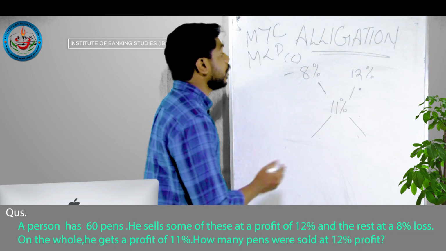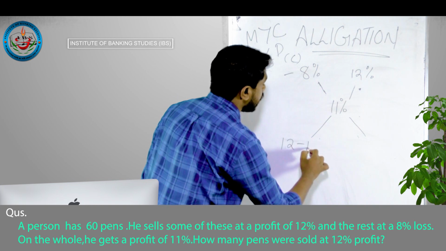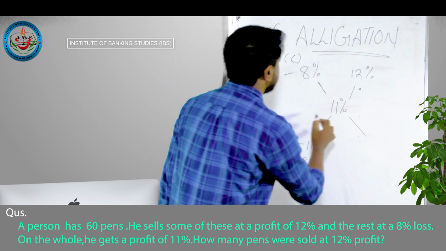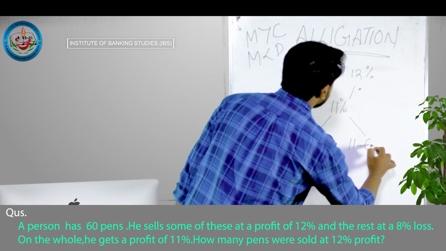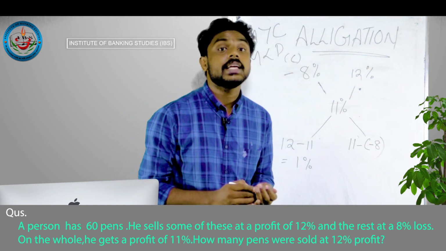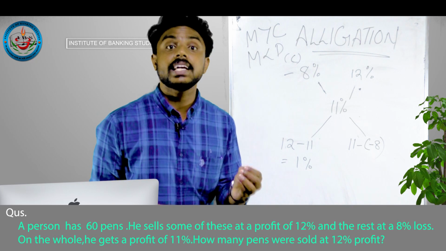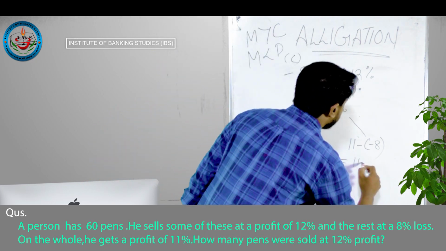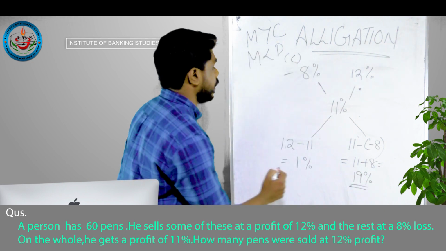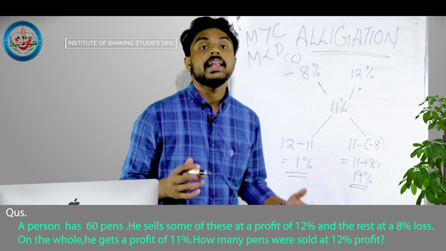Okay, so how are we going to take the difference? Dearer quantity 12 minus 11, which is equal to 1%. What is next? It is 11 minus of -8. We already have a minus here, no? So minus of -8. Why -8? Because it is a loss, and loss can be represented by a negative sign. So 11 minus of -8 is equal to 11 plus 8, which is equal to 19%. So 12 minus 11 is 1%, and 11 plus 8 is 19%.